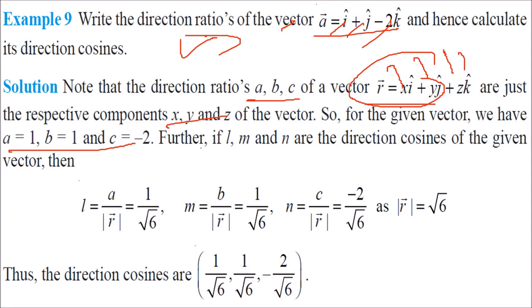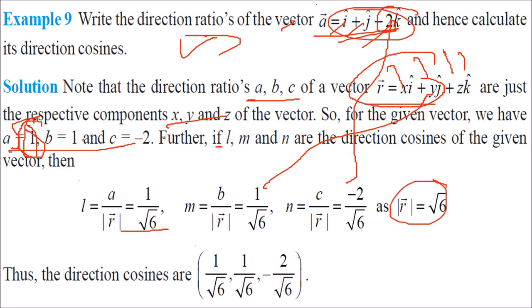So these a, b, c are direction ratios. Now, how about the direction cosines? Direction cosines are nothing but these components divided by the magnitude of the vector. You are making it a unit vector, and the direction cosine is the unit component along that vector. So l, m, n will be 1 divided by the square root of 1 square plus 1 square plus 2 square, which is root 6. Similarly 1 by root 6, and here minus 2 by root 6. So the magnitude has to be divided, and you get the direction cosines like this.